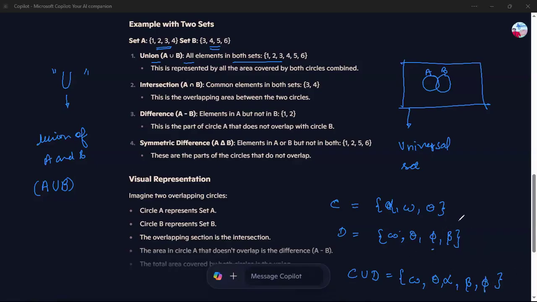Good. So how many elements were common here? 2. So 2 plus 1 is 3, 3 and 2, 5. Yes, there are 5 elements in C union D. Okay, so this is how we find the union set of two sets. Clear? Yes, sir.